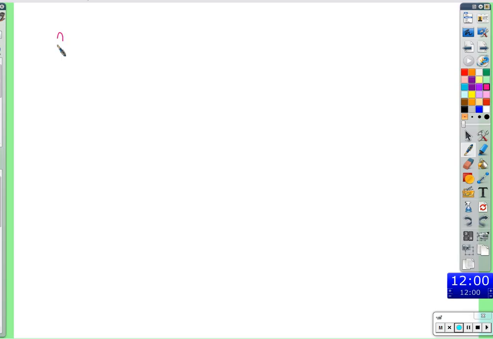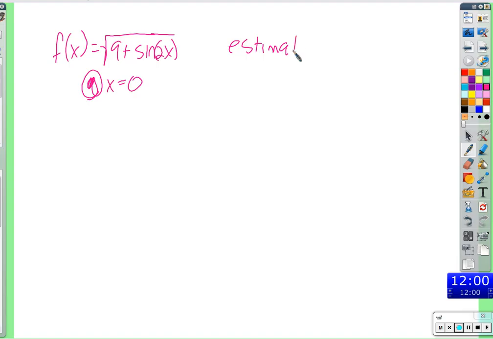Extend mine to this function. To estimate, at x equals 0, estimate f of 0.06.